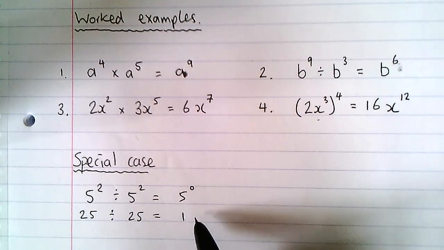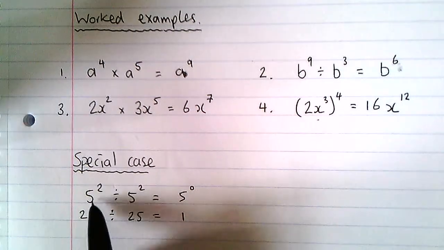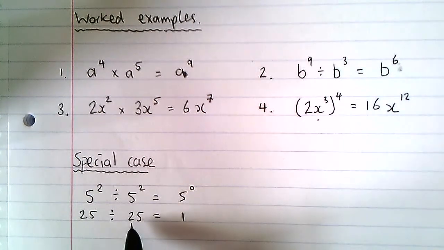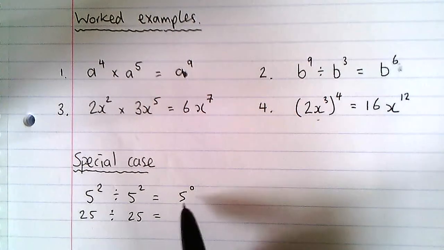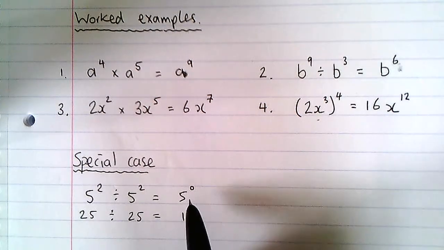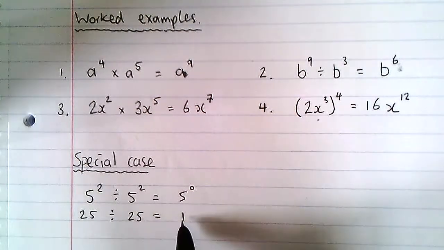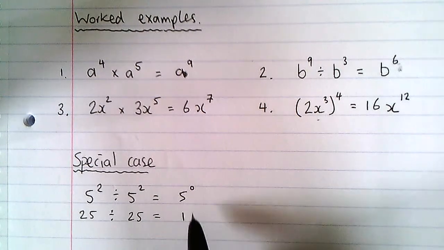They are the same thing, because these two things here, 5 squared and 25, this is the same calculation. 5 squared divided by 5 squared, 25 divided by 25, they are the same calculation. They give me answers of 5 to the power of 0 using our rule. 2 take away 2 gives me 0. But they also give me an answer of 1. 25 divided by 25 is 1. Anything divided by itself is 1. So that means that anything to the power of 0 equals 1.